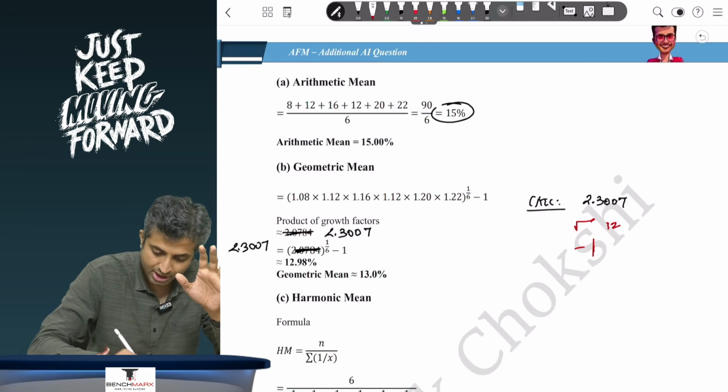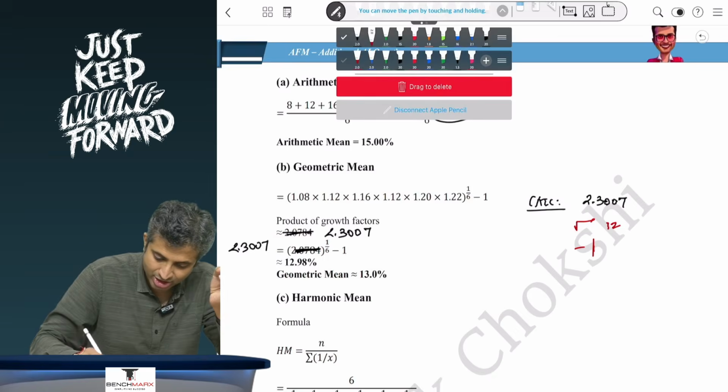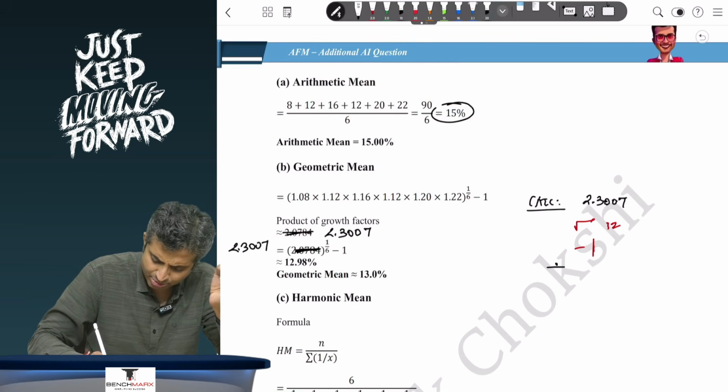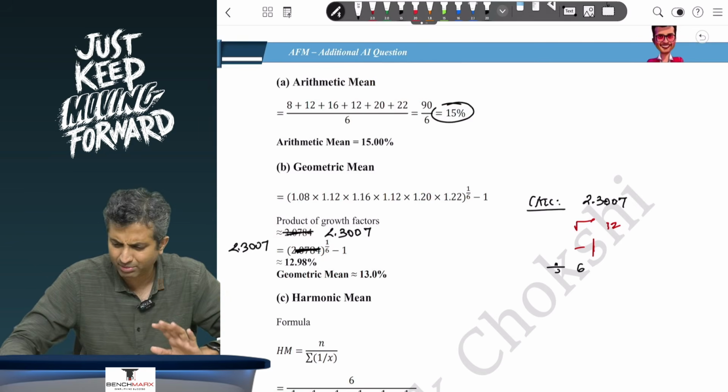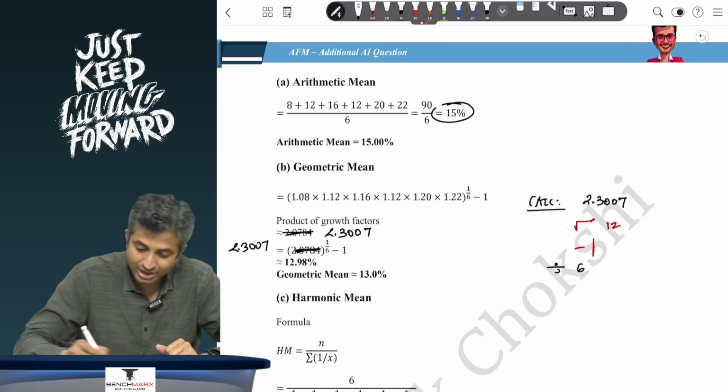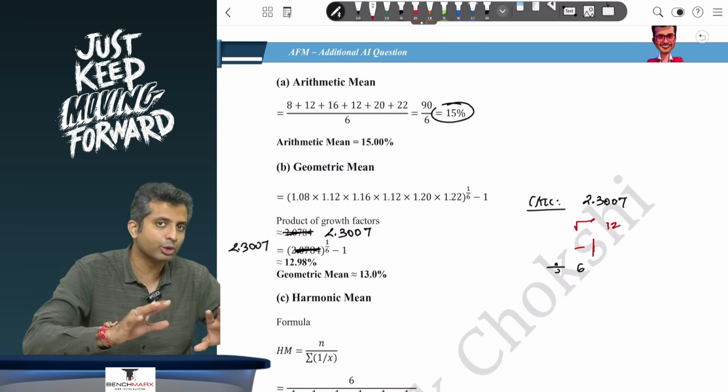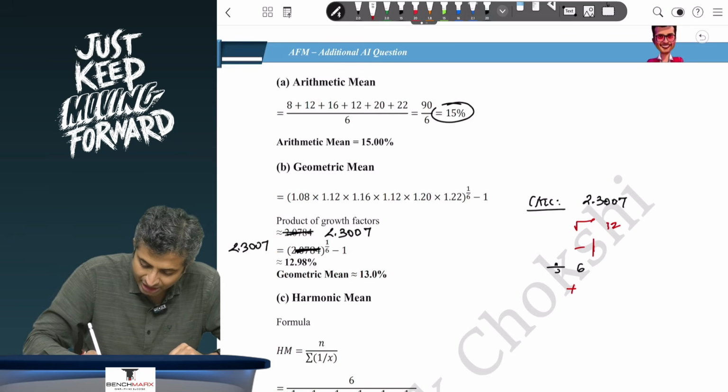Okay, after this, why were we doing this? Well, because we had to do the 1 by 6 adjustment. So you divide it by 6, or you multiply by 1 by 6, whatever. This is like finding, in a way, loosely speaking, the log values. Now you do the anti-log. So you take the opposite.